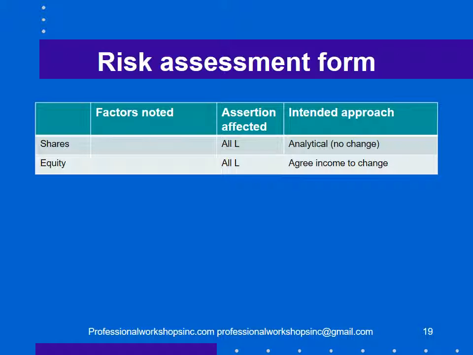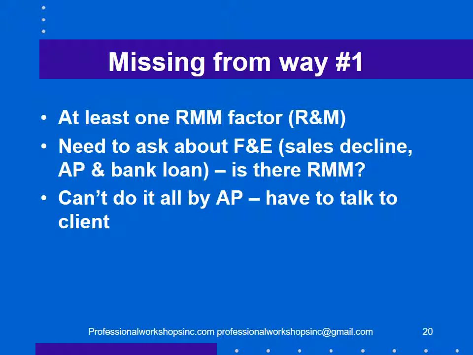And then shares, there's been no change. Equity, agree to the income for the change. So the other thing that we've found in particular missing from way number one, there was at least one risk of material misstatement factor, the repairs and maintenance thing, and maybe a couple of others that we needed to have talked about.